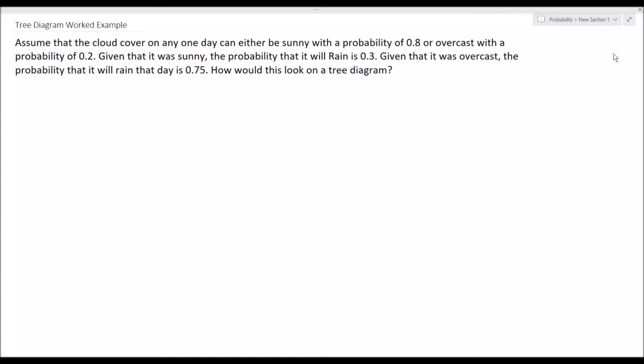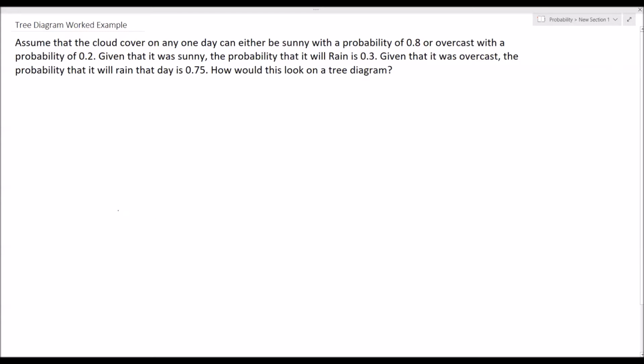Tree diagram worked example. Assume that the cloud cover on any day can either be sunny with a probability of 0.8 or overcast with a probability of 0.2. Given that it was sunny, the probability that it will rain is 0.3. Given that it was overcast, the probability that it will rain that day is 0.75. How would this look on a tree diagram?